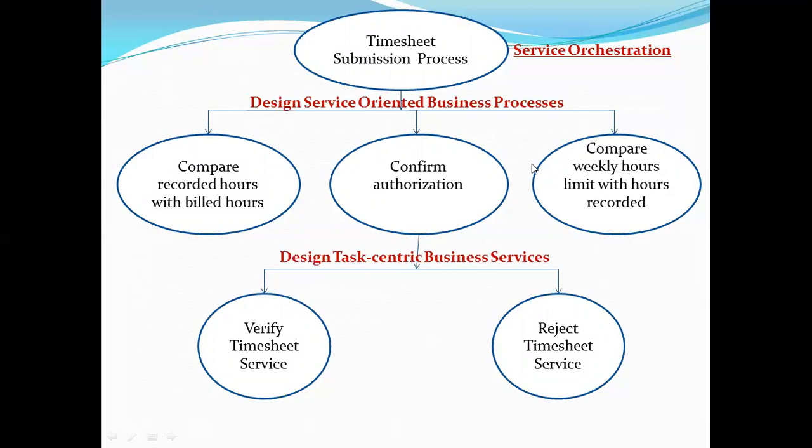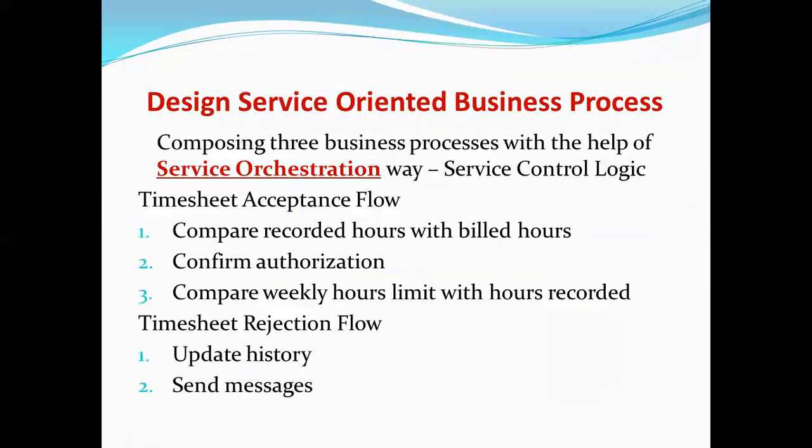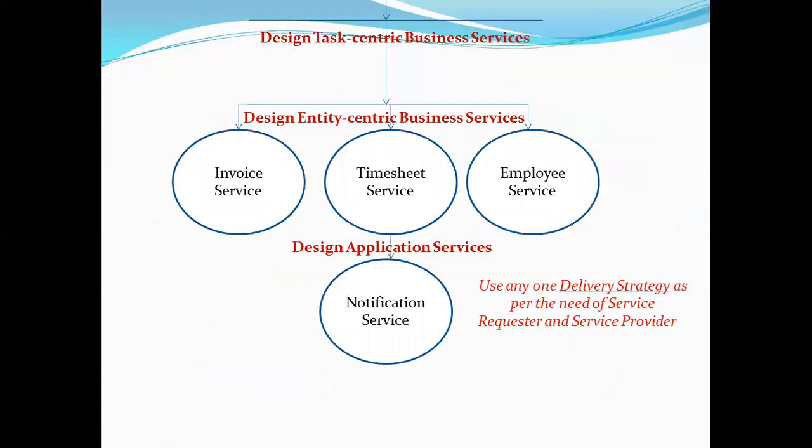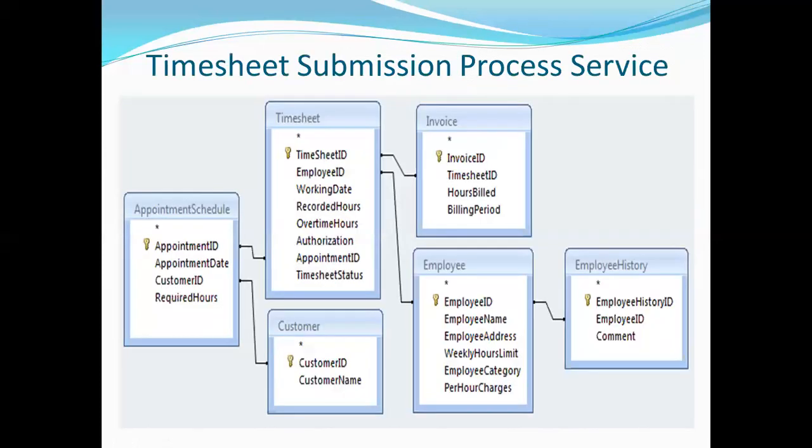So business process, then task-centric. After task-centric, entity-centric. Three important entities are identified: invoice, timesheet, and employee. And one application service is identified, and the name of that application service is notification service. So this is the timesheet entity structure we required for performing different tasks.